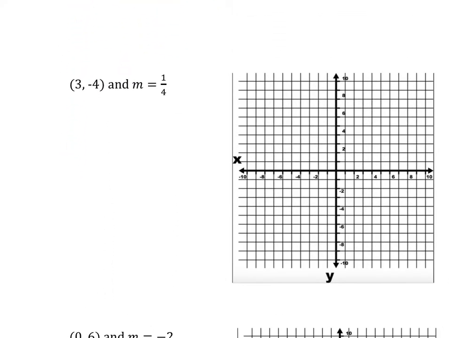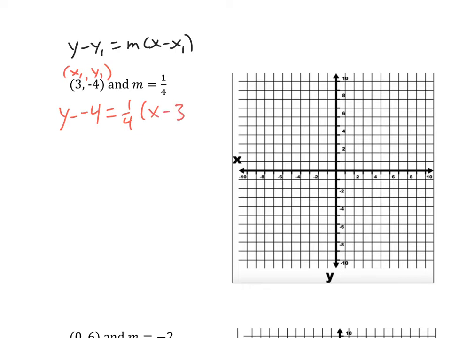All right, let's look at another example. Just a reminder, our point-slope form is y minus y1 equals m times x minus x1. Our point corresponds to x1 and y1. So we'll substitute these values into our equation. We'll have y minus y1, which is negative 4, is equal to m, which is 1/4, times x minus x1, which is 3. Again, we need to simplify this, because subtracting a negative is really just adding. So this is y plus 4 equals 1/4 times x minus 3.